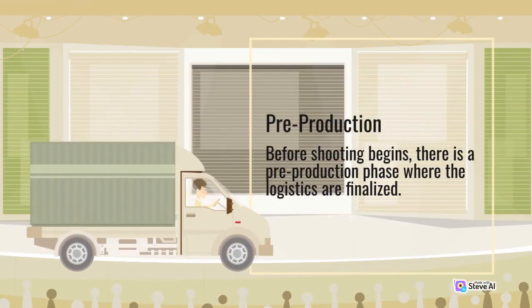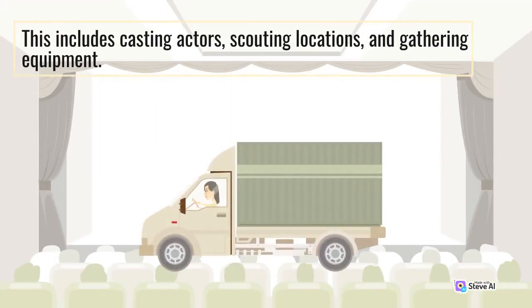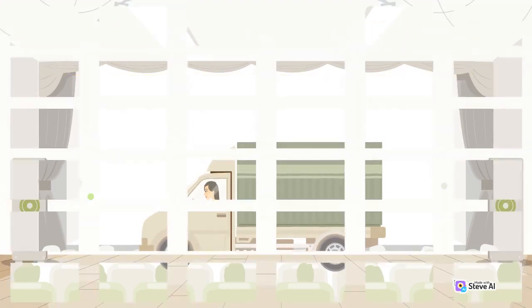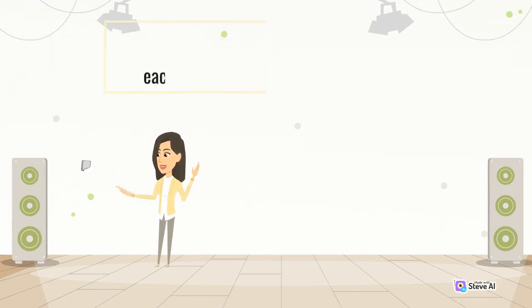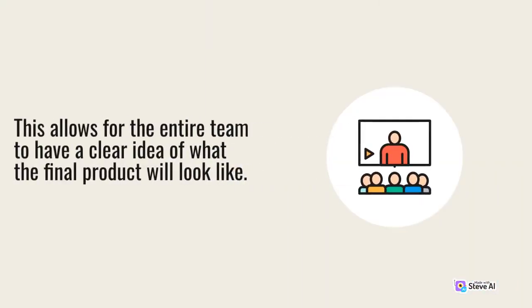Pre-production. Before shooting begins, there is a pre-production phase where the logistics are finalized. This includes casting actors, scouting locations, and gathering equipment. It's also time to create storyboards, which are visual representations of each shot in the film. This allows for the entire team to have a clear idea of what the final product will look like.